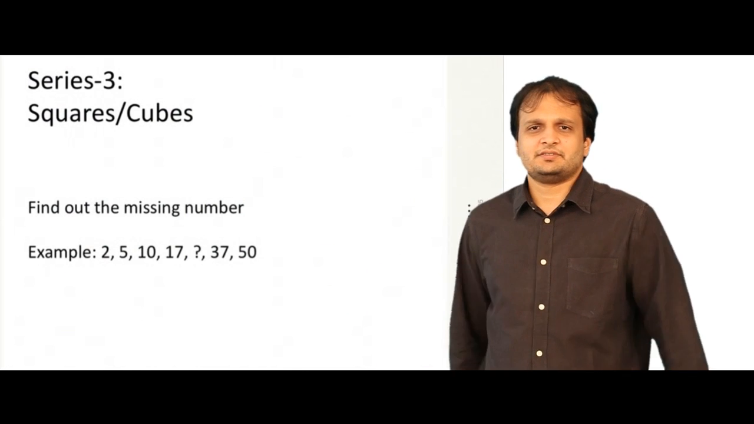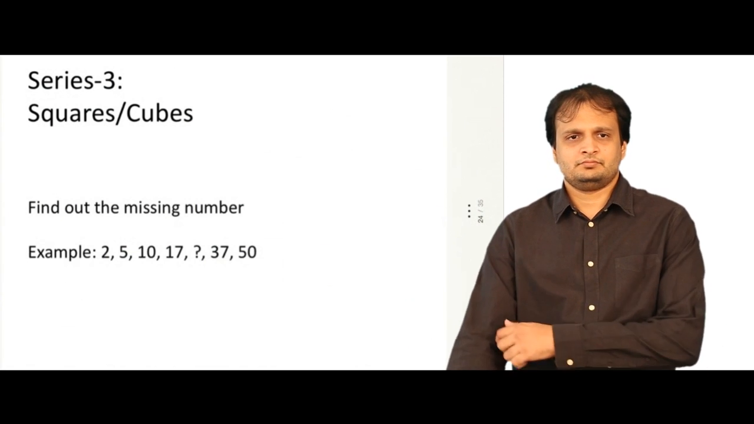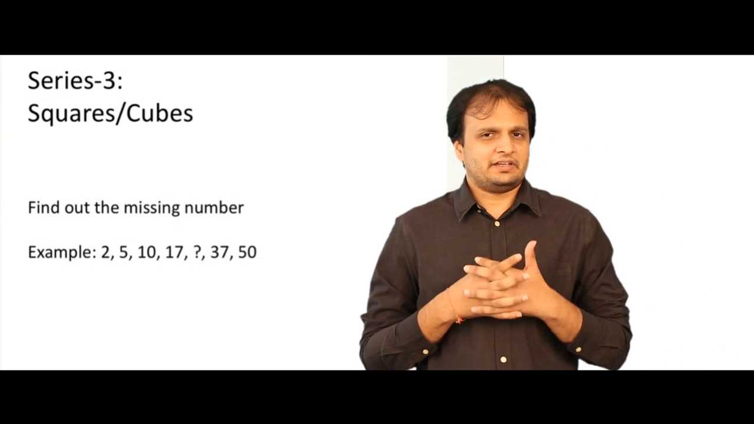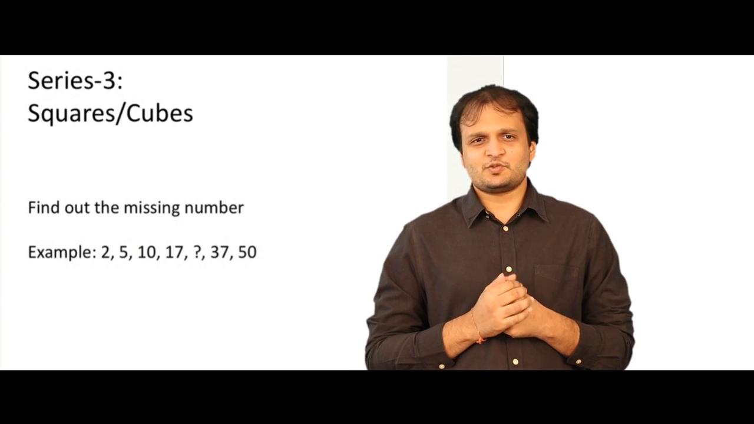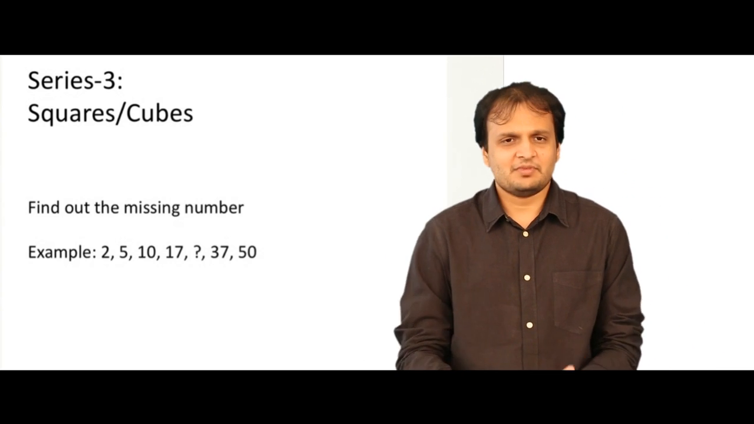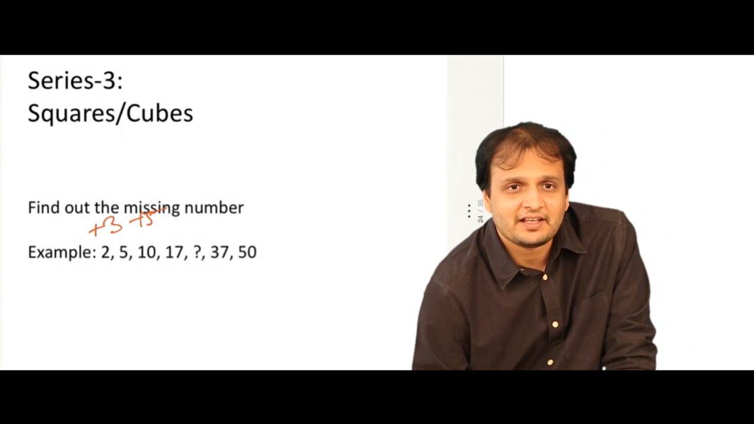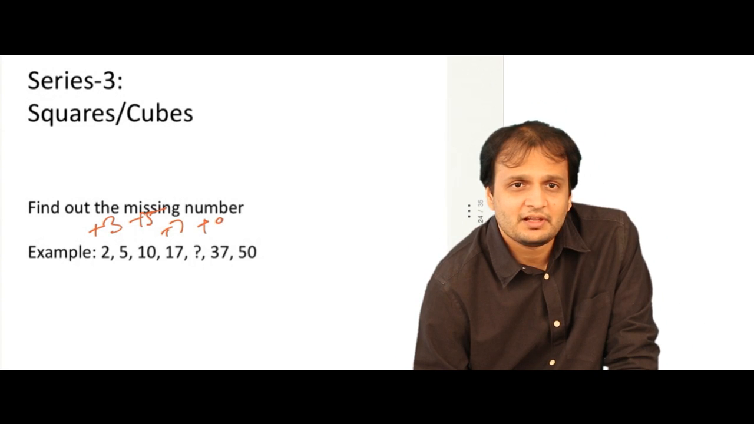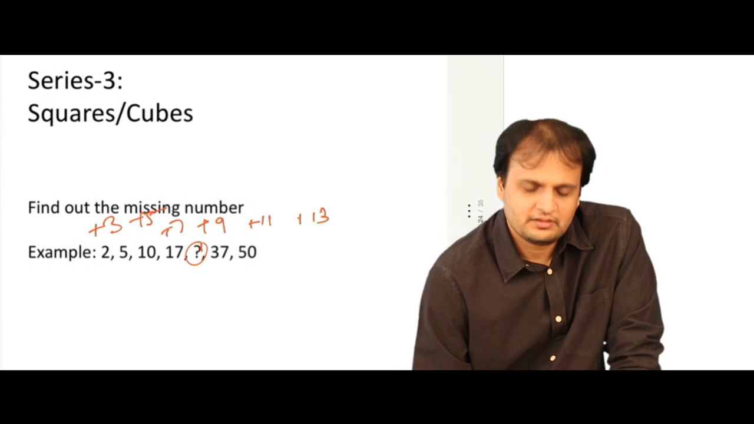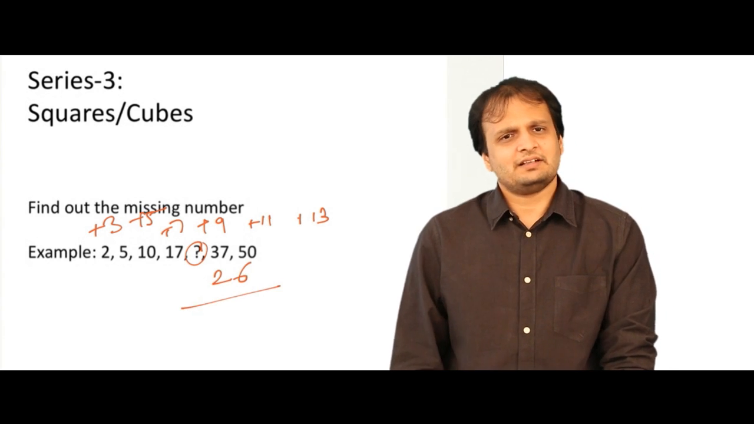So why don't you try this question? Okay, so there are two ways of solving this question. Again, it's a squares question, right? So you can do it using the plus method because the numbers are very close. So you get a plus 3, 2 plus 3, 5, plus 5, 10, plus 7, 17, plus 9, plus 11, plus 13, and so on and so forth. So what should you get here? 17 plus 9. What is that? 26. That's the right answer.